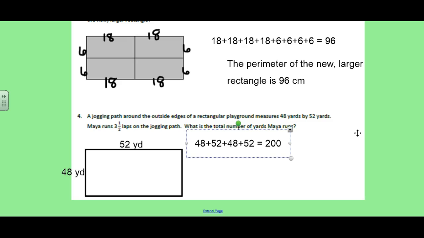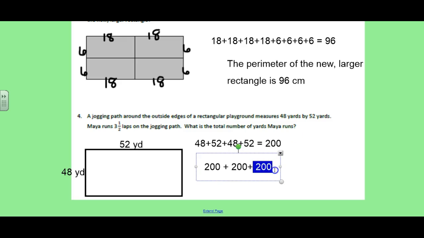So if she ran that 3 different times, or 3.5 times, then I know so far that I'm going to have to do 200 plus 200 plus 200, because that is showing me the 3 times that she ran it, and then we'll work on the half in just a second. So I know that 200 plus 200 plus 200 is equal to 600, because I know that 2 plus 2 plus 2 is 6, so we just need to add our zeros onto that.